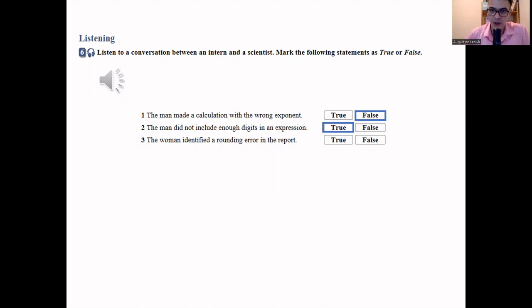And in the third one, the woman identified a rounding error in the report. The answer is false. He didn't make a rounding error, but she said that because of the wrong number of digits, it could lead to a rounding error, right? So those are the answers to this segment. Moving on.